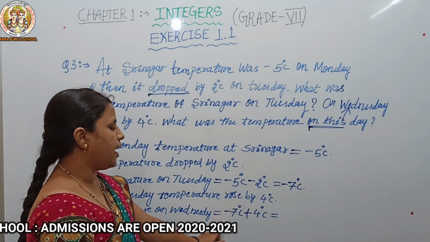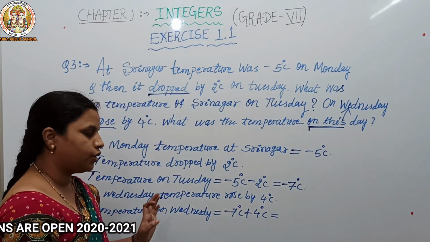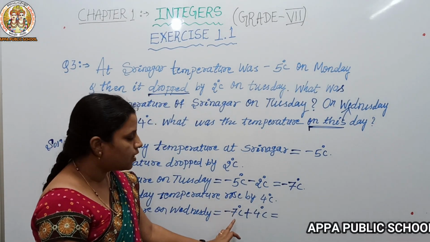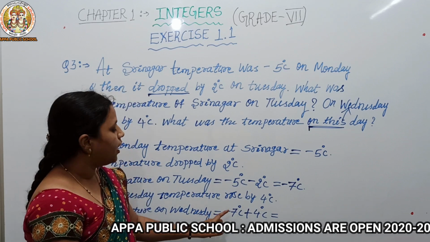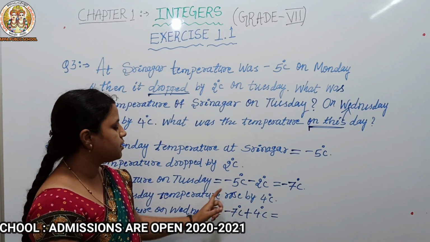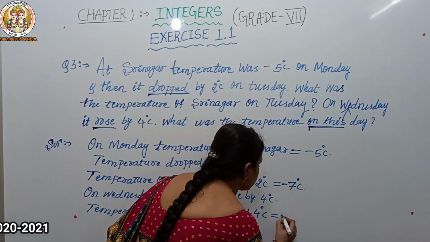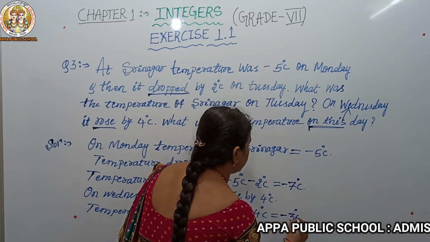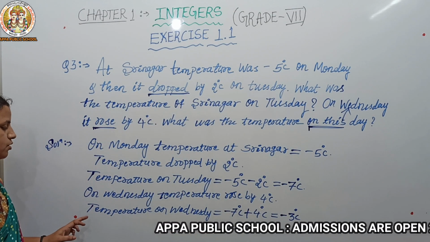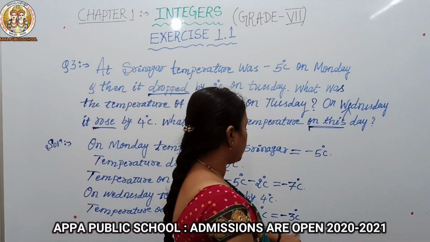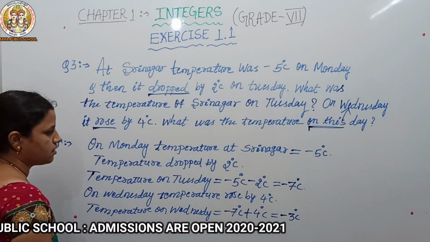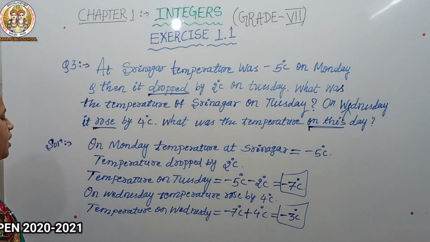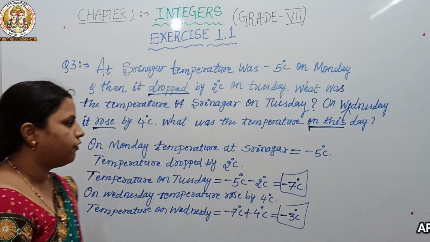Now one is with the minus and the other with the plus. What will you do? The subtraction. Subtraction as 7 minus 4 degrees Celsius, and here the highest number is 7 and it is with the minus sign. So keep the minus sign, and 7 minus 4 is 3 degrees Celsius. So it is minus 3 degrees Celsius, the temperature on Wednesday. These two questions are asked here: one is the temperature on Tuesday and the other is the temperature on Wednesday.